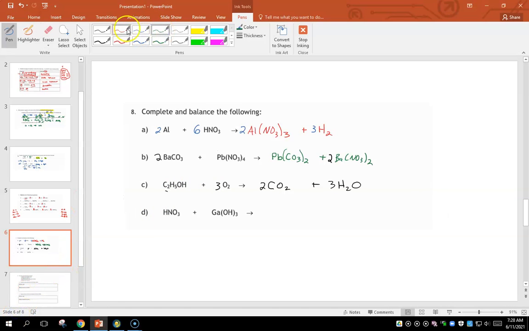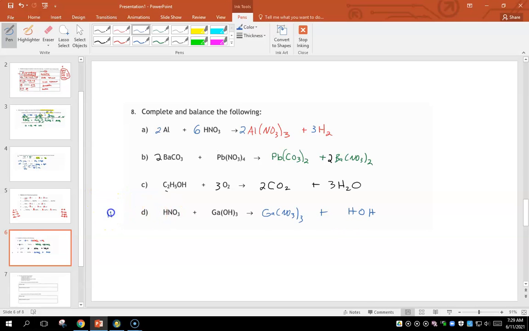All right, and our last one, let's say we have HNO3, nitric acid, and gallium hydroxide. So this should be a double replacement reaction. So I'm going to combine the H with the hydroxide, gallium with nitrate. Gallium is a 3+. So it's going to be written as Ga(NO3)3 plus HOH, which by the way is just water, written as HOH instead of H2O. It's easy to balance that way.